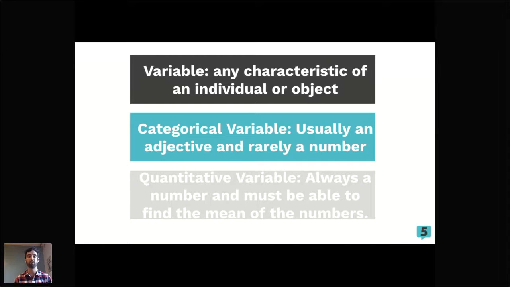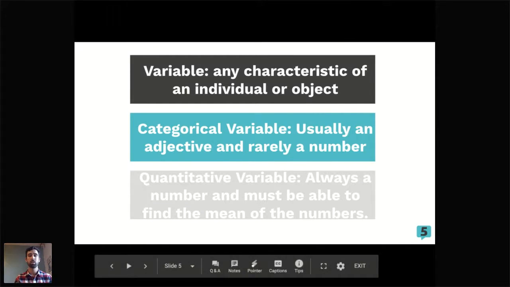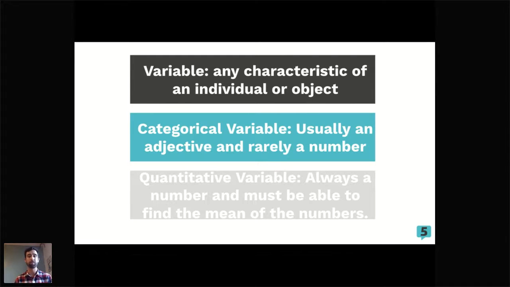We have two types of variables that we're focusing on this year. So the first is categorical. A categorical variable is usually an adjective and rarely a number. So if I ask what car you drive, that is a categorical variable. If I ask what's your hair color, that is a categorical variable. It's something that when you tell me your answer, it falls into a certain category. Now it says rarely a number because sometimes a number identifies a category, and we'll talk about that on the next slide.